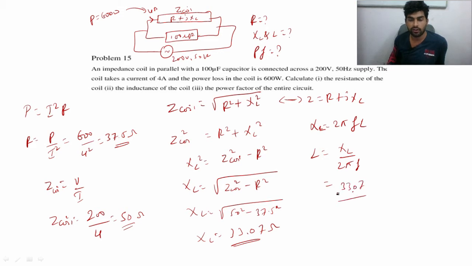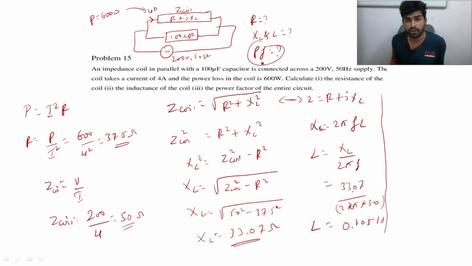33.07 divided by 2 pi into 50. Finally, we got L is equal to 0.105 Henry. Just to put bracket over here. Now we need to calculate power factor. Power factor, how to calculate, because there is no phase angle.